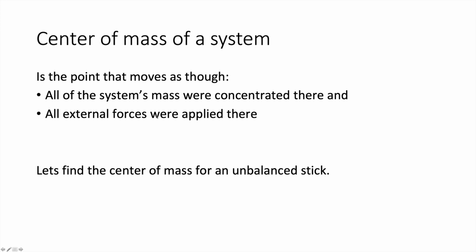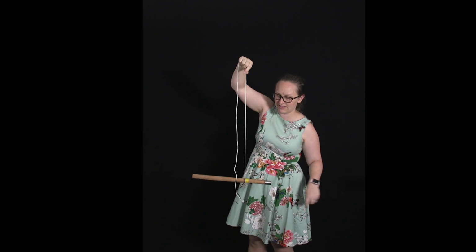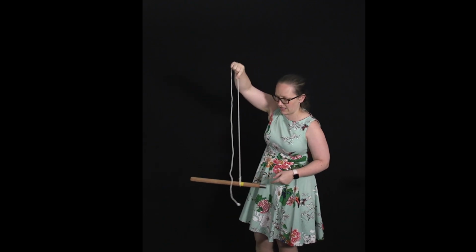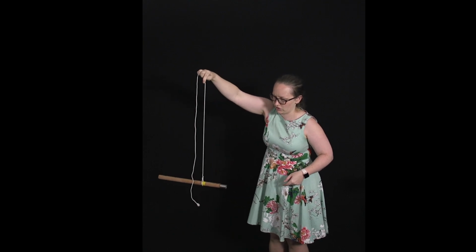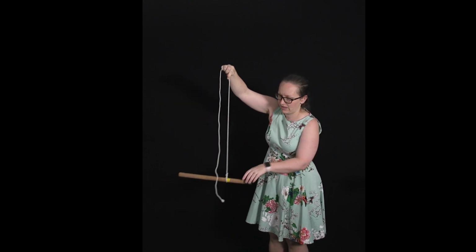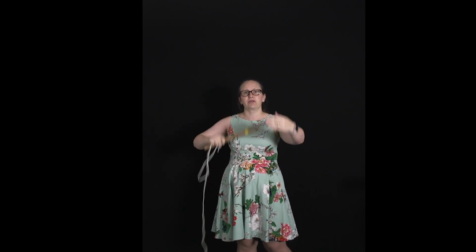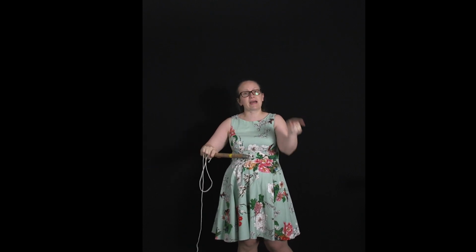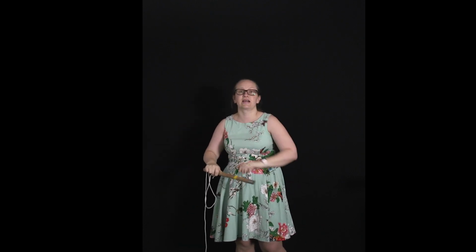So let's find the center of mass for an unbalanced stick. For this stick, you can see the center of mass is just at the end of the yellow point there. So hopefully you can see that clearly. Now, if I were to throw the stick so that it undergoes projectile motion, it will rotate, but the center of mass should move as a nice projectile. So let's have a look at that.